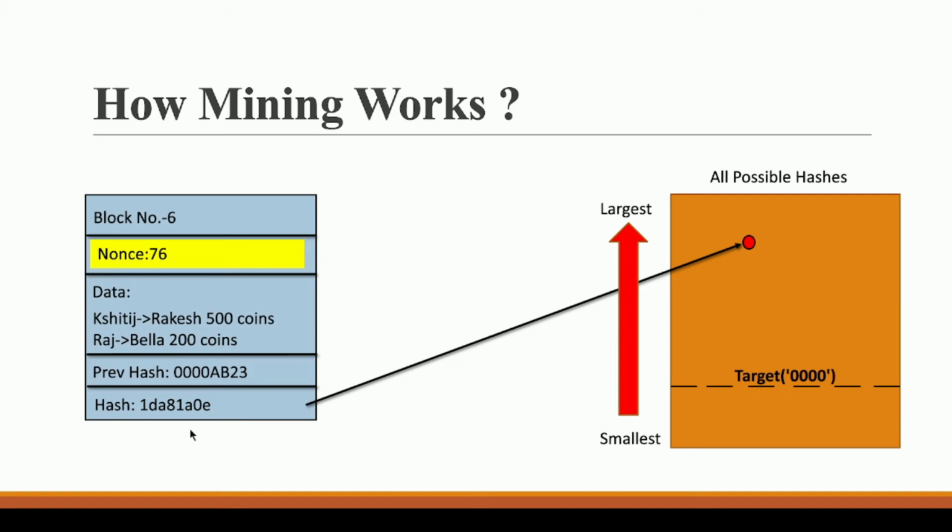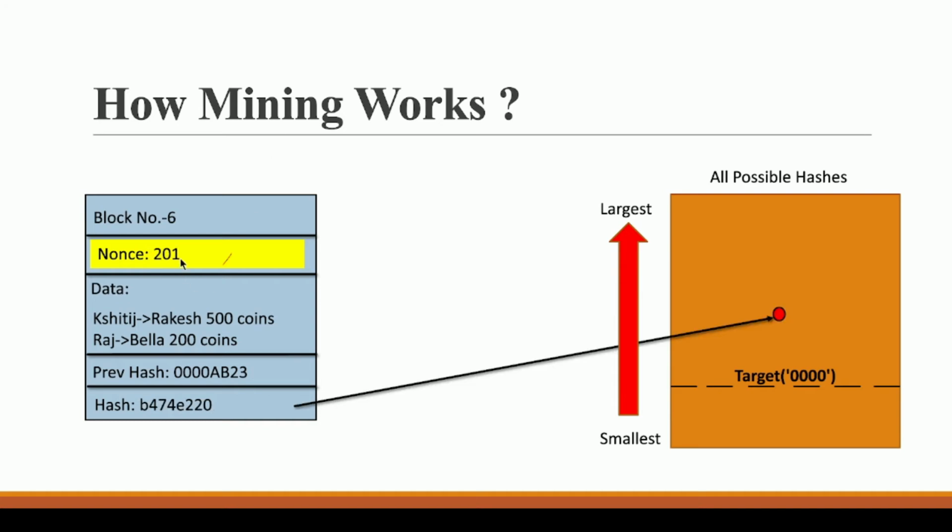And what they are trying to do here is generate a hash which is below this target. Currently none of the hashes that the miner has generated is below the target. So he will keep on changing the nonce. Let's say he started again and now he has a nonce of 201, but you can clearly see that this hash is not below this target, right? As you can see from the picture.